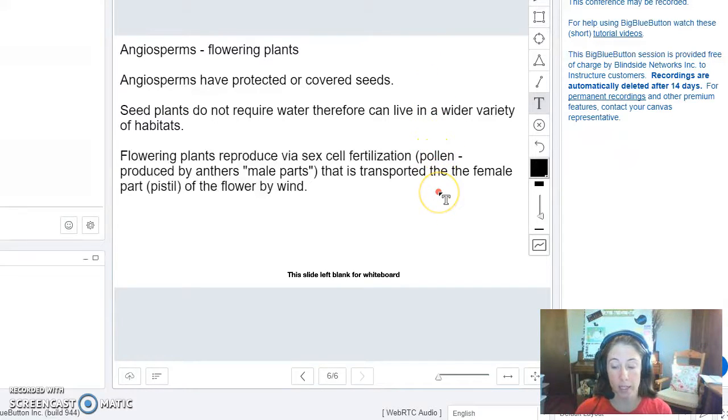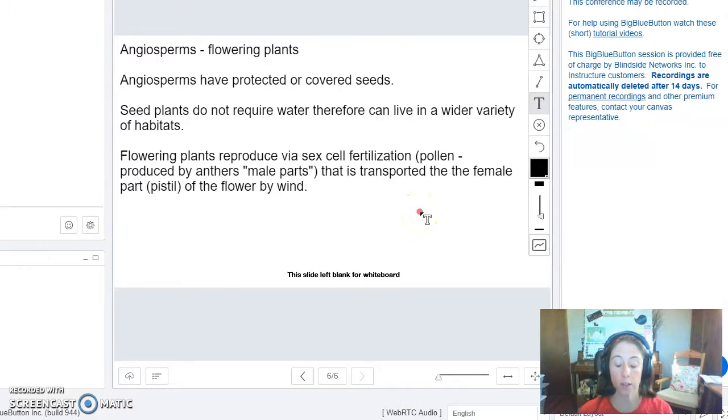So they don't have to have water in terms of actually surviving and producing a plant. Flowering plants reproduce via sex cells, and these sex cells have to be fertilized with pollen, just like our gymnosperms. Our angiosperms produce both the pollen and the egg, the female part. So our plant produces both pieces of that. The pollen is produced by the anthers. This is considered the male part.